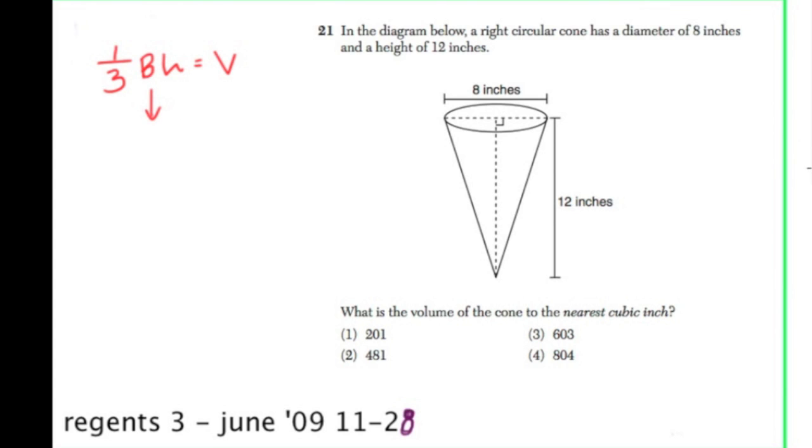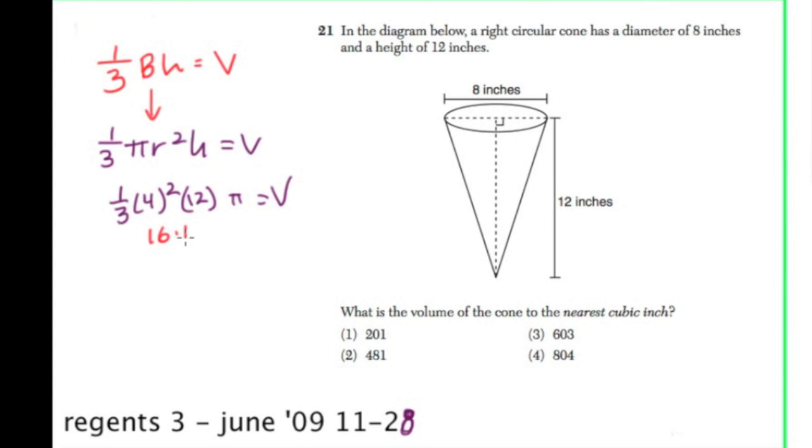And what is this base over here? That means the area of that circle, so it's going to be 1/3 pi r squared times h, which is our V value. It tells you that the diameter is 8, so 8 divided by 2, half of it, is the radius, which is 4. So it's 1/3 times 4 squared times the height, which is 12, and all that times pi is going to be our volume.